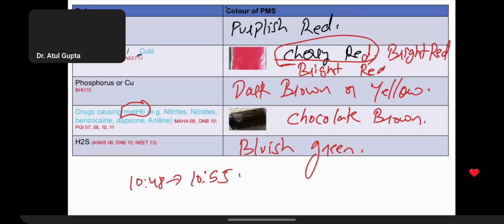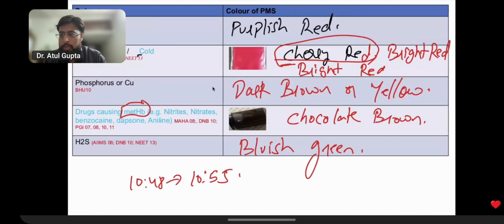Color of PMS means color of post-mortem staining.